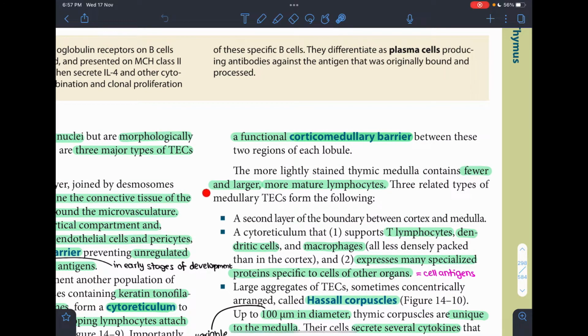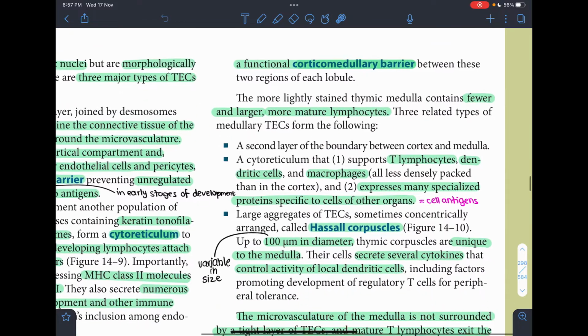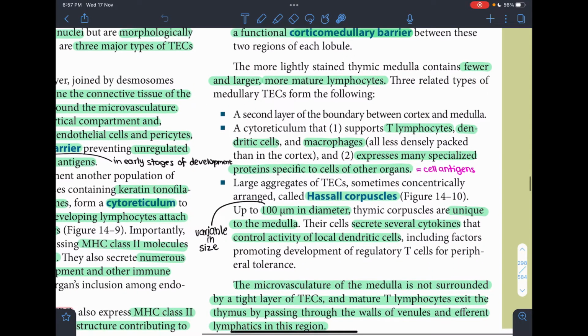The more lightly stained thymic medulla contains fewer and larger, more mature lymphocytes. But to note, the medulla has fewer and larger and more mature lymphocytes than the cortex. These types of medullary TECs form the following, which we will talk about now.